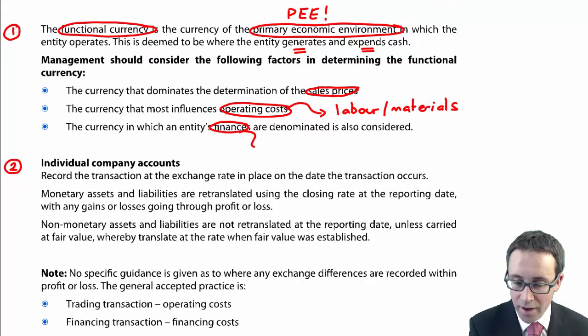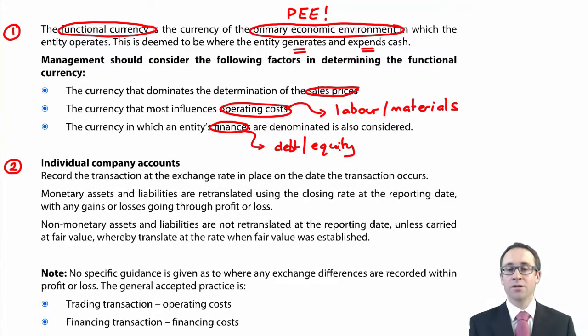And then looking at the entity's finances. When you're talking about your finance, you're talking about your debt and your equity. What is the principal currency in which you raise your company's financing? So if you're a UK company, probably most of the sales will be done in pound sterling. You will pay your staff in pound sterling. The majority of the materials will be purchased in pound sterling. There could be some that are imported from Europe or America, so it could be in dollars or euros, but again, the majority of our sales are in pound sterling, so that's pushing us towards the pound as the functional currency.